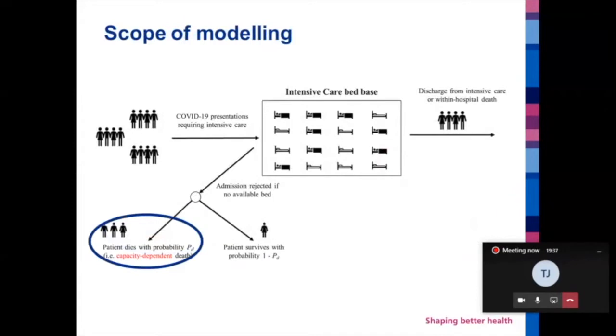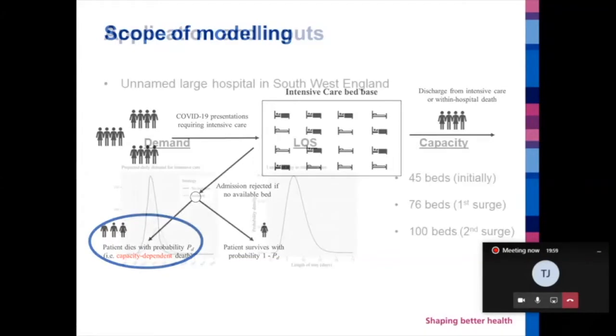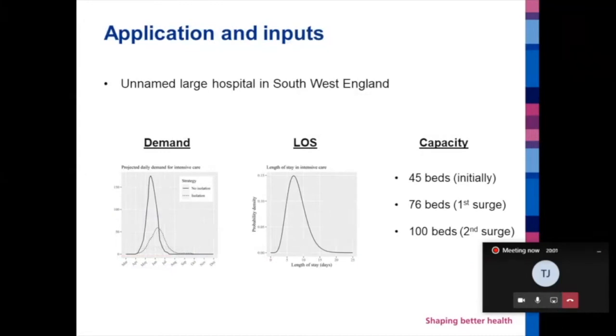So we're basically assuming, to the right hand side of that intensive care bed base flow, that patients will either be discharged or will die within intensive care, and we're not measuring those deaths. We're interested in the deaths here that result from a lack of available capacity in the intensive care setting. So we applied this model. We've applied it to actually many of our hospitals in our area. In fact, all of our hospitals in our area. This particular example is illustrated using one of those hospitals, which, as I say, is a large hospital.